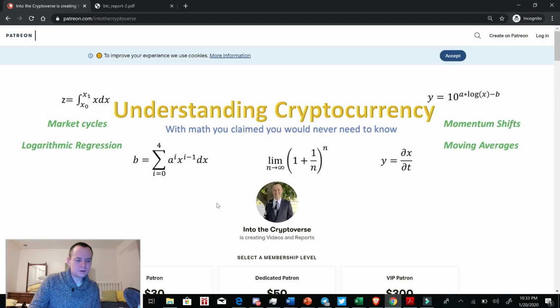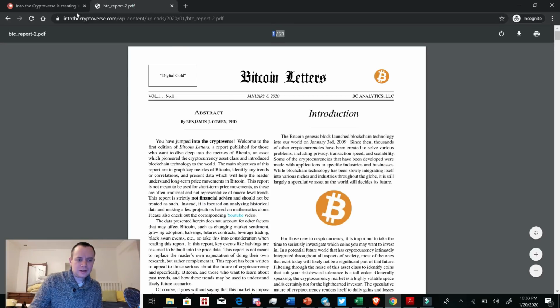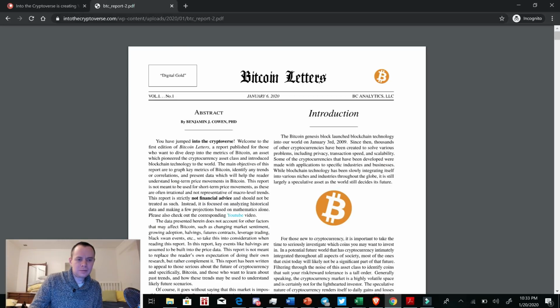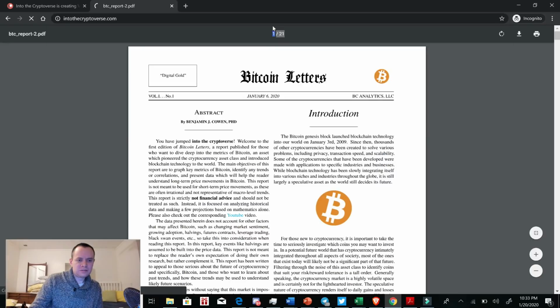It's just Into the Cryptoverse. And also, if you want to look at this report, just go to intothecryptoverse.com, and you can basically just find it from there.